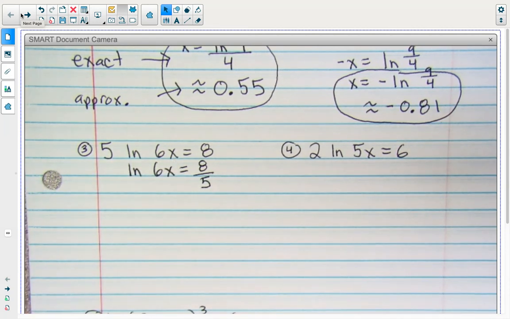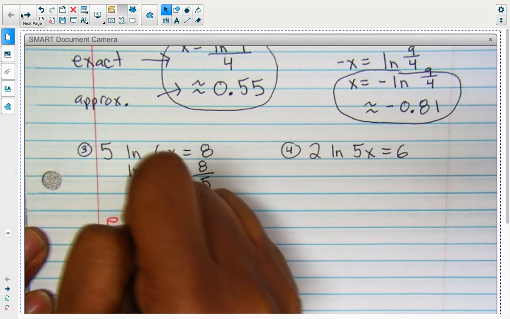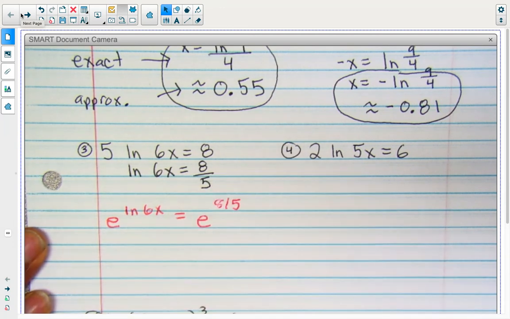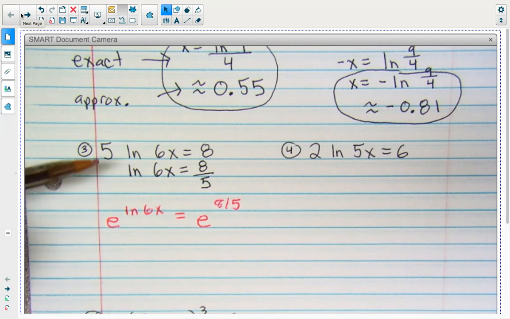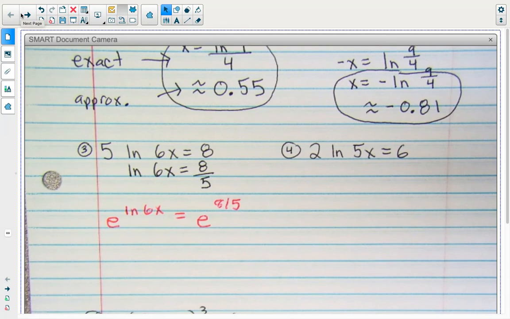Now, new piece for today. If you see ln, which is our natural log, we're going to exponentiate both sides. And all that means is to base e both sides. So I'm going to base e this side so that e is my base and whatever I had became my exponent. And this is an 8. So whatever we had, we're going to base e both sides. That process is called exponentiating. So if you see natural log, you're going to make it be a base e.